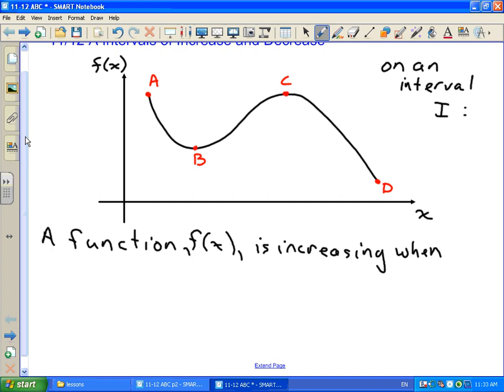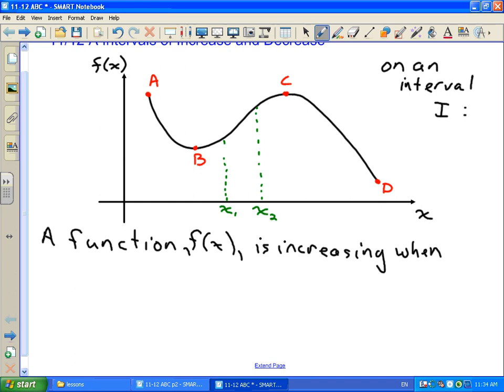Now, if we want to make this mathematical, because we're looking at increasing here, let's pick this interval where it's increasing, and let's take a specific value of x, and we'll take another specific value of x here. So we've got two values of x, x1 and x2. Which one is bigger, x1 or x2? In terms of y value? Nope, in terms of x values. x2 is bigger than x1 because it's further along the x-axis.